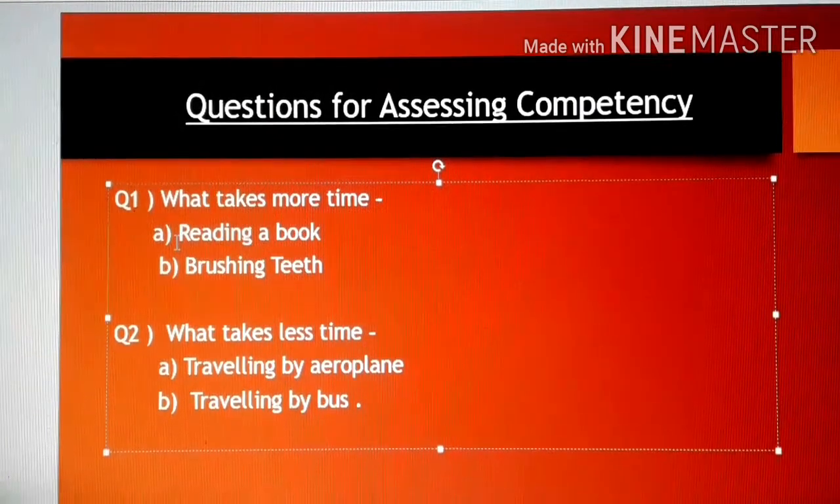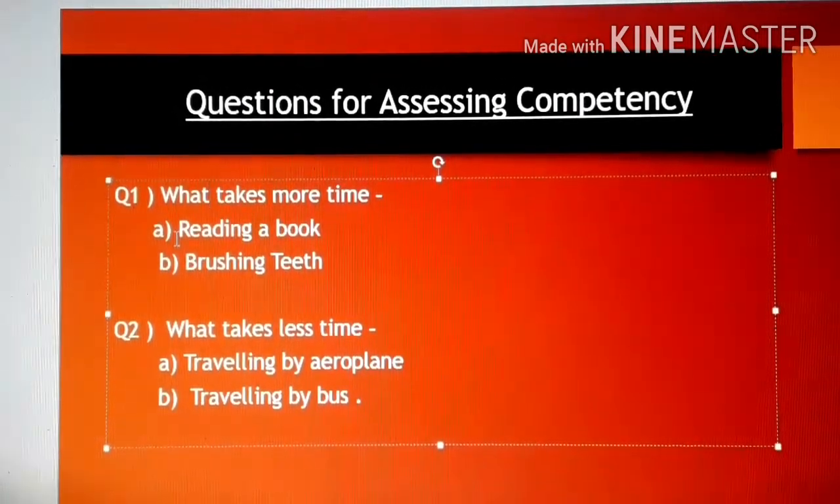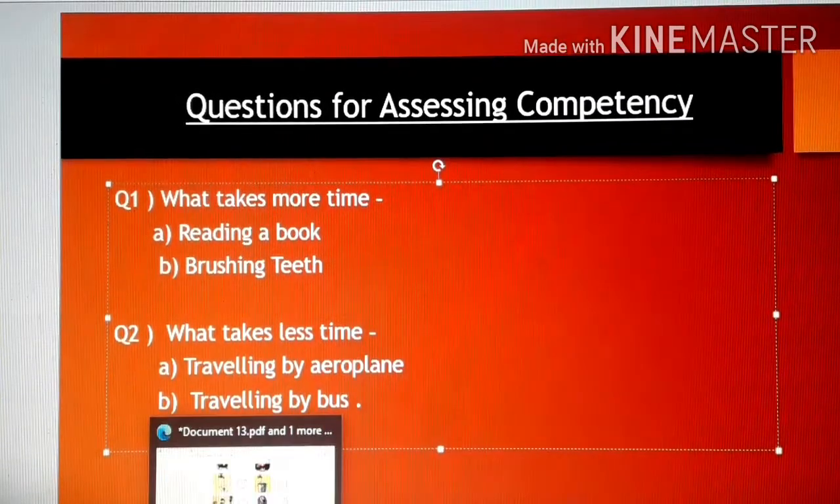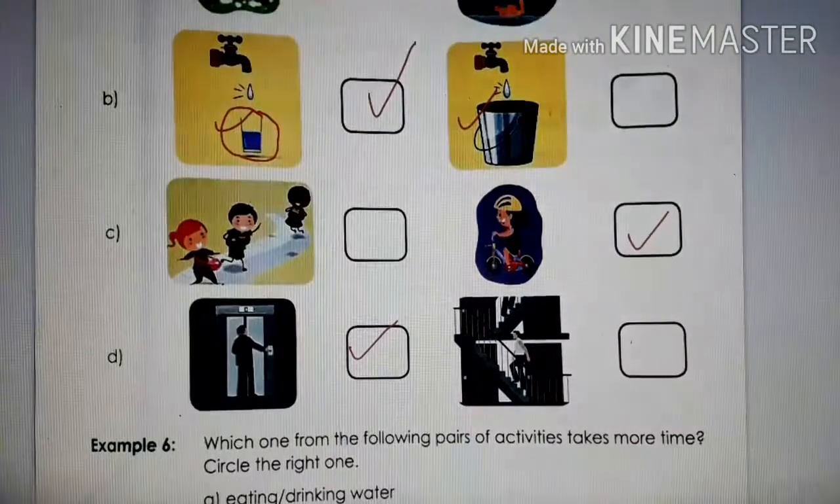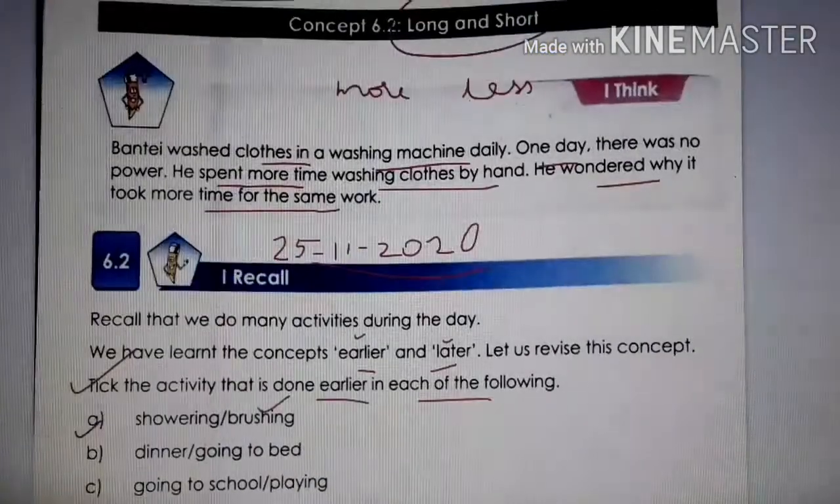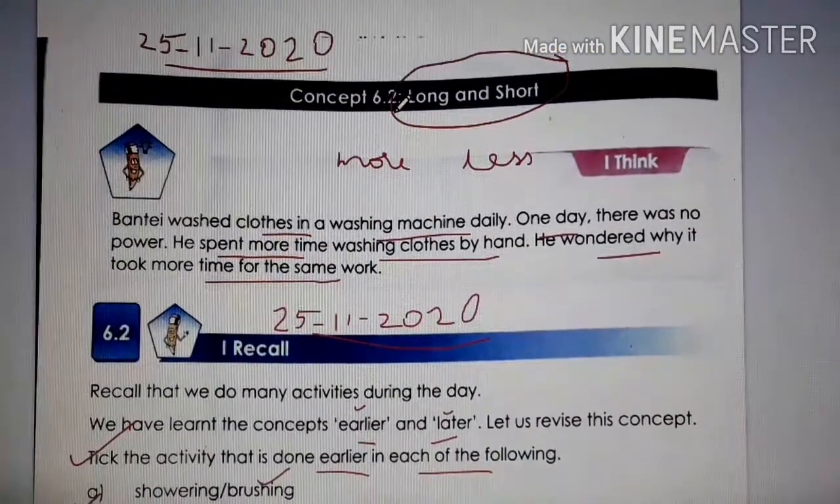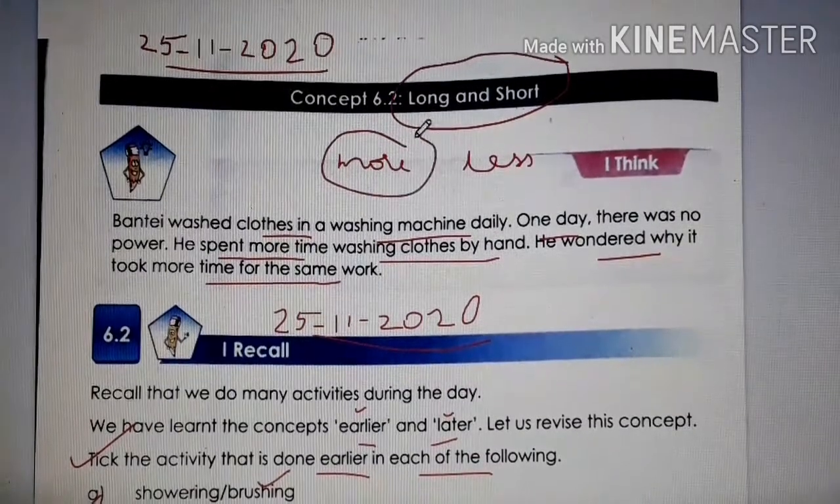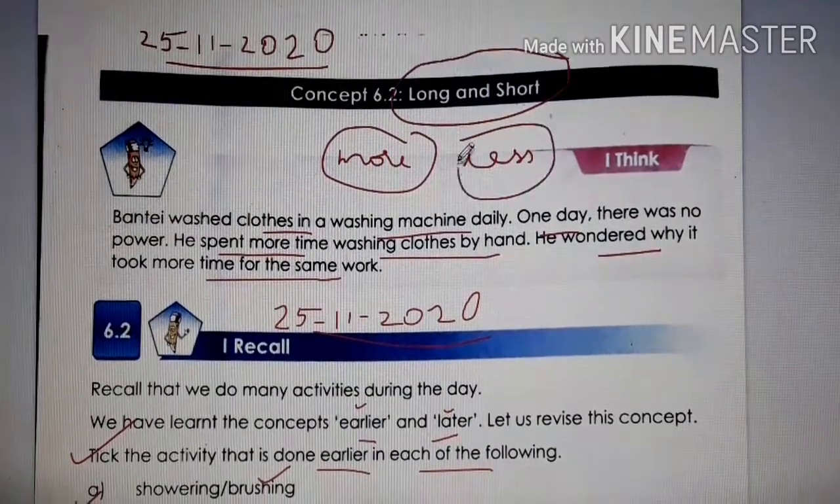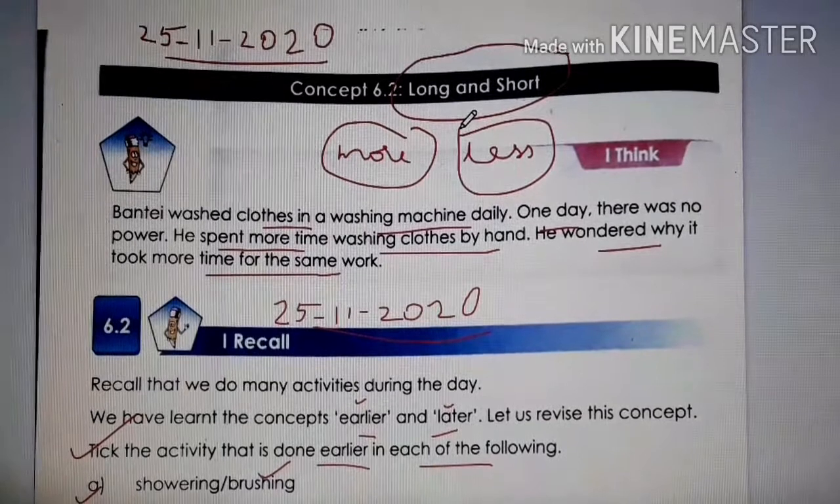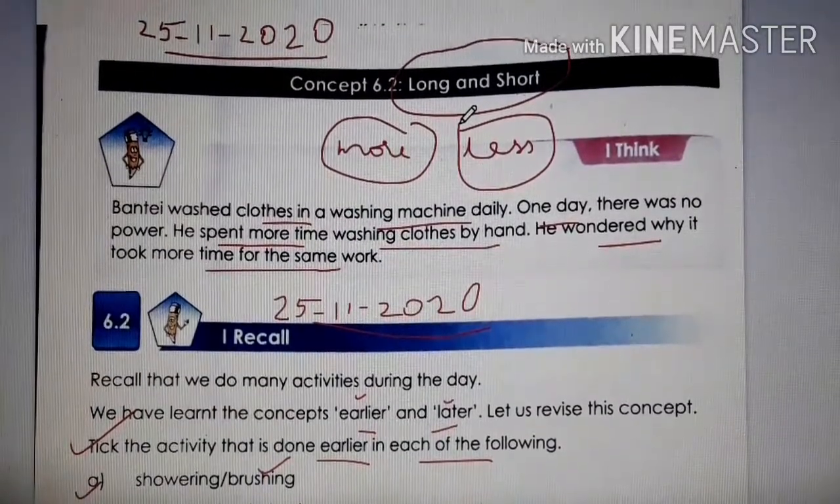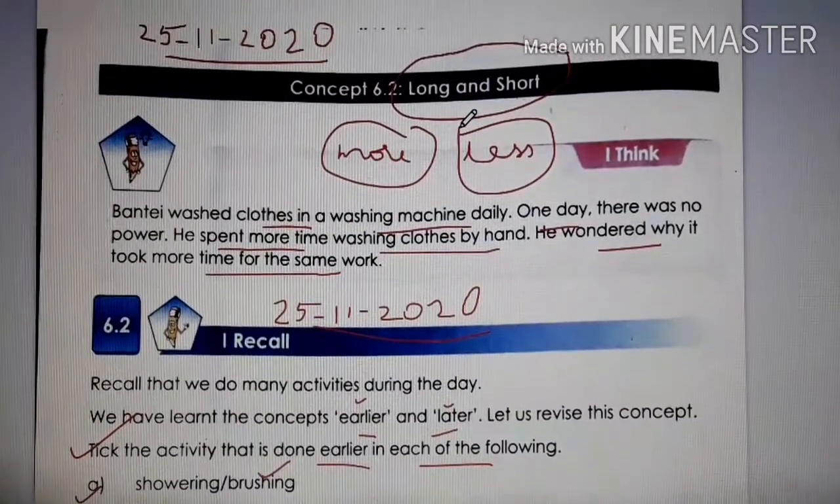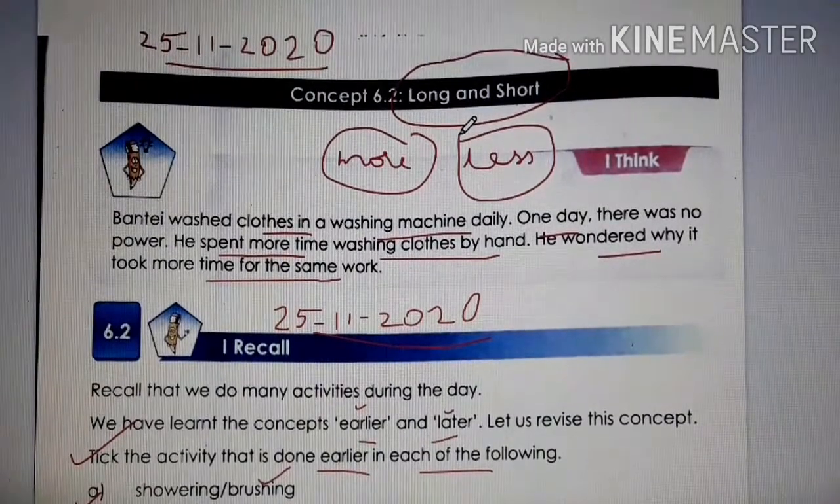Understood, children? Before concluding, let's summarize what we have studied today. In today's class, children, we have studied about long and short duration. That means the activity that takes more time and the activity that takes less time. Try to see at home in which activity you take more time compared to the other.